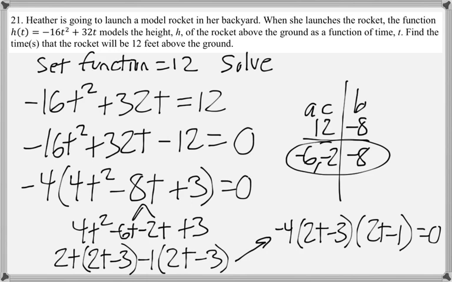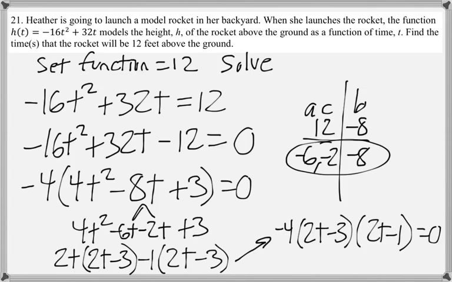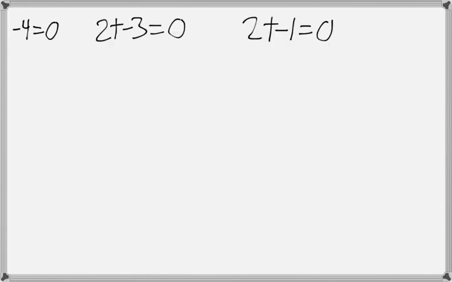So I'm going to go to another slide and set negative 4 equal to 0, 2t minus 3 equal to 0, and 2t minus 1 equal to 0. So I'm setting all three of those factors equal to 0. So negative 4 equal to 0, that does not make any sense.